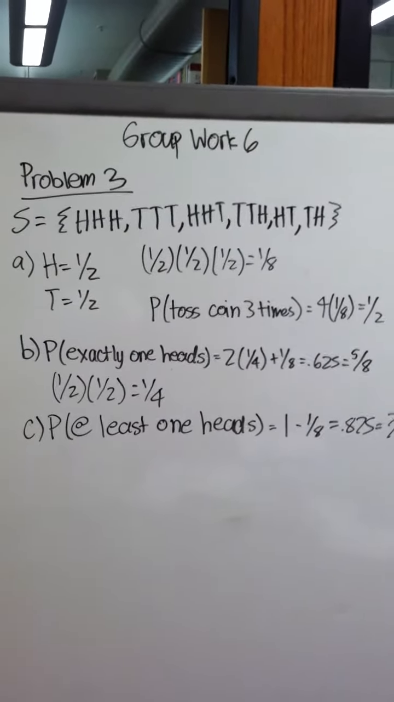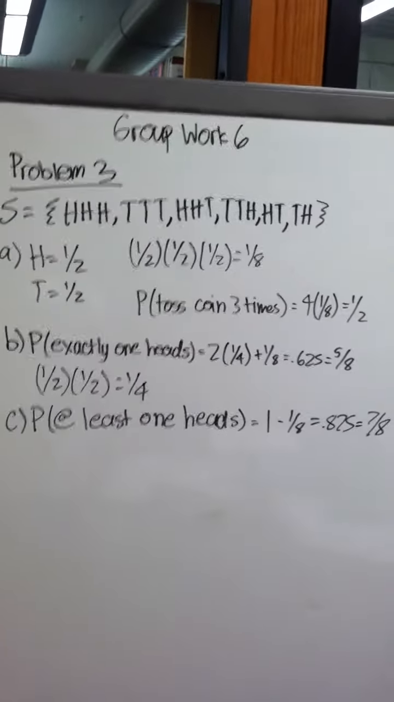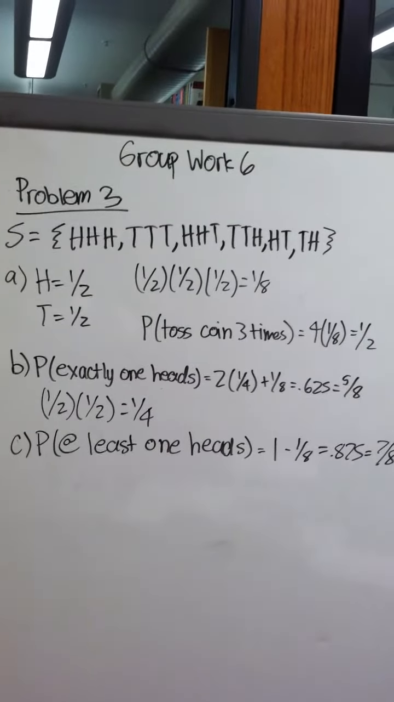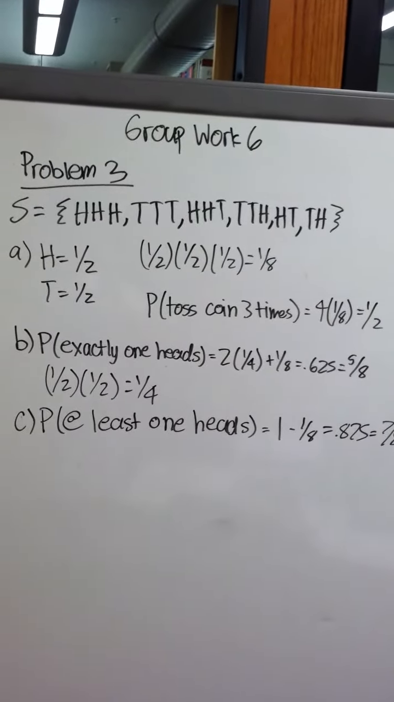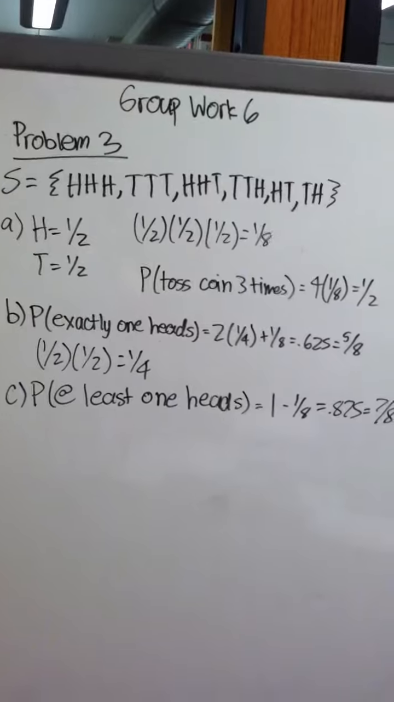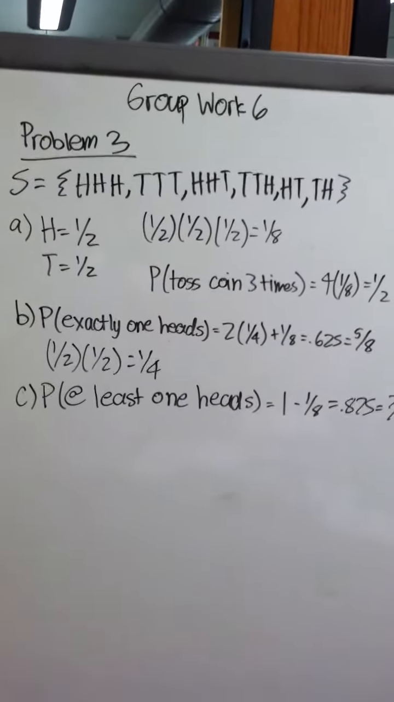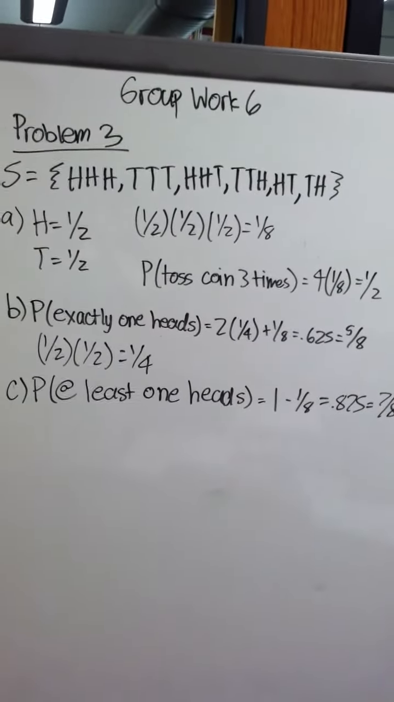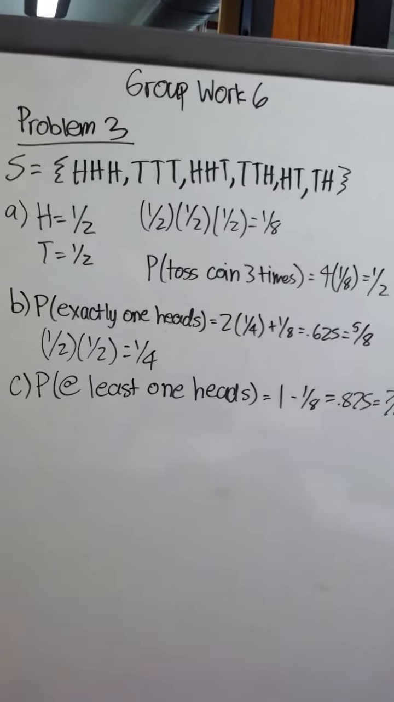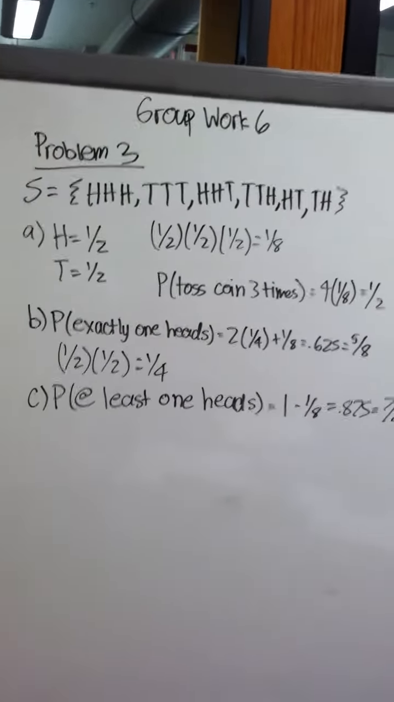I will be doing group work 6, problem 3. The question is, consider the following chance experiment. We toss a penny 3 times or until heads and tails have appeared, whichever comes first. Assume that the results of successive coin tosses are independent events.